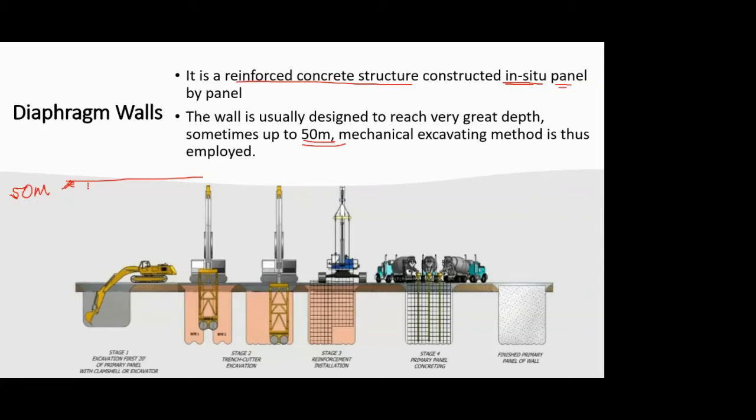So suppose I'm saying that I have to construct a diaphragm wall up to this much depth. Okay, suppose this is 50 meter. So directly, whatever equipment is used for this excavation, or the special equipment that we use for this excavation, we can't go with that. What we do is we first excavate some initial portion by our regular means, whatever excavator you have on your site. Okay? So you can use that.